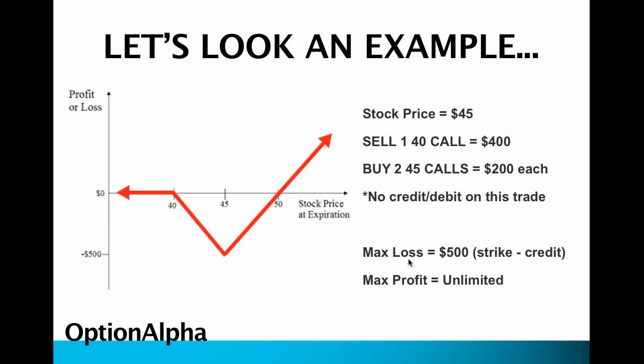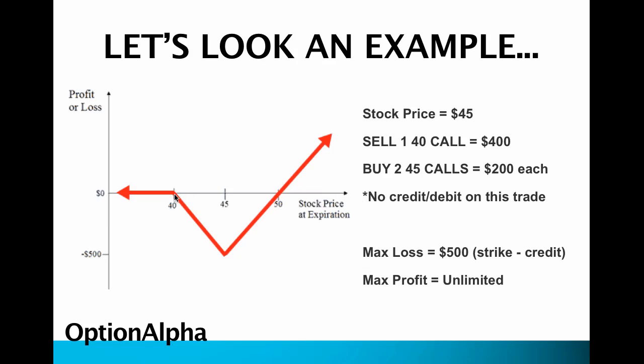Now the maximum loss here is $500. Again, that's the strike minus the credit. If the stock closes right at 45, our 2 long 45 calls that we paid $200 each for are going to expire worthless, and our short call option at 40 is going to be $500 in the money. So we're going to have to buy that back to close out the trade, which creates that $500 maximum loss. Now the maximum profit to the upside is unlimited. If the stock just continues to move higher, that's great.